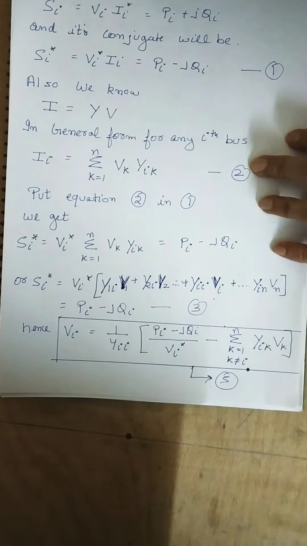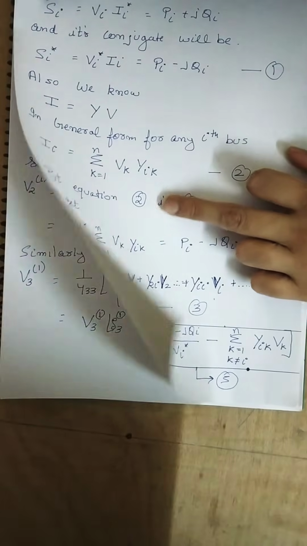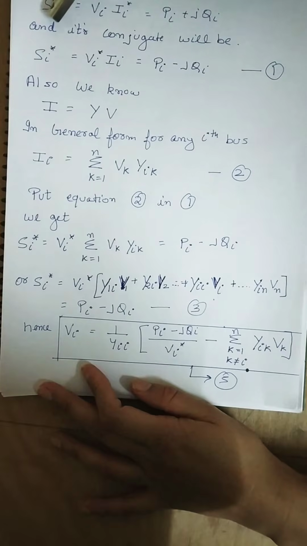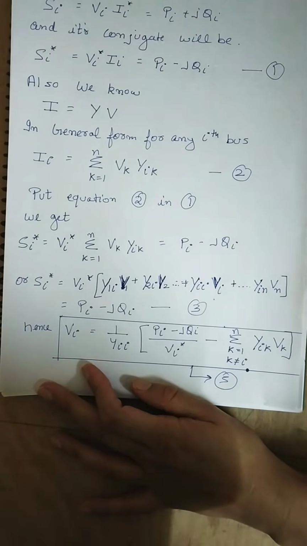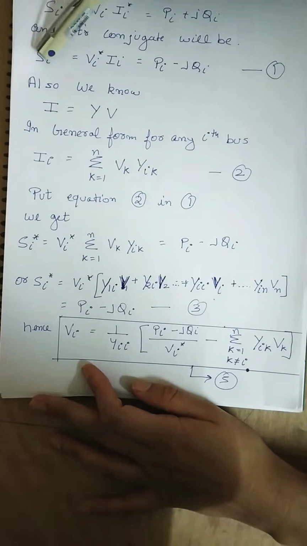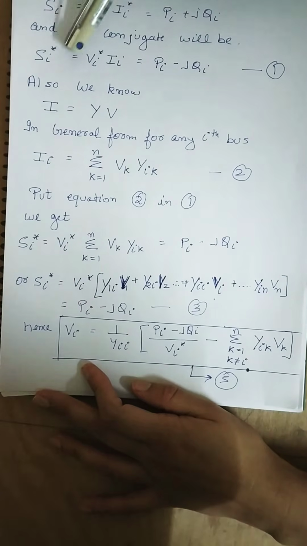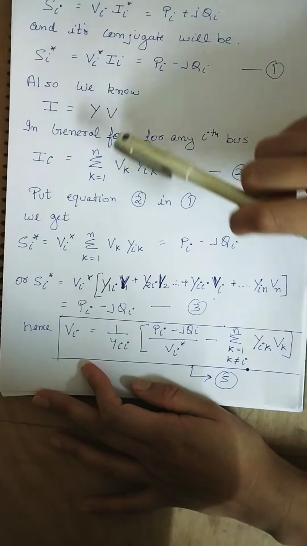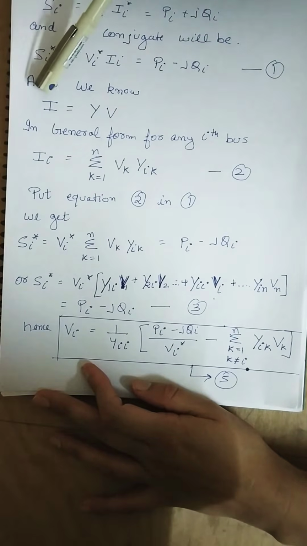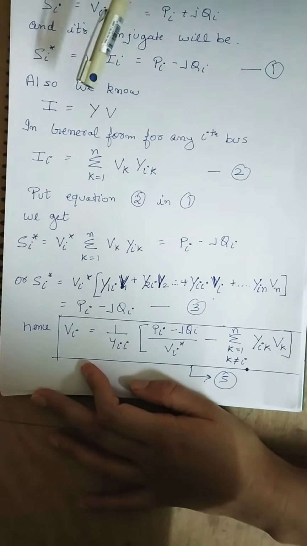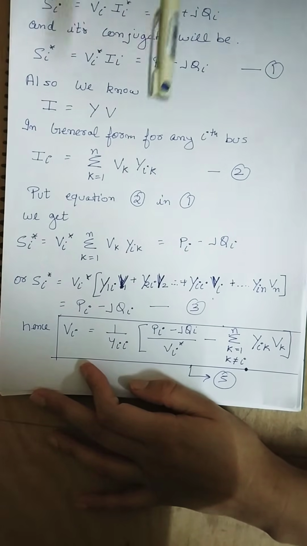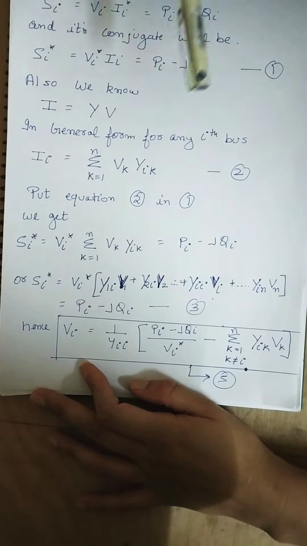Now this complex power can also be written as Pi minus jQi, and its conjugate, Si star, is equal to Vi star times Ii. So here this Ii value can be eliminated by further formulation. How? In simple language, according to Ohm's law, V is equal to IR. Here we can write it as V is equal to IZ, and Z is equal to 1 upon Y.